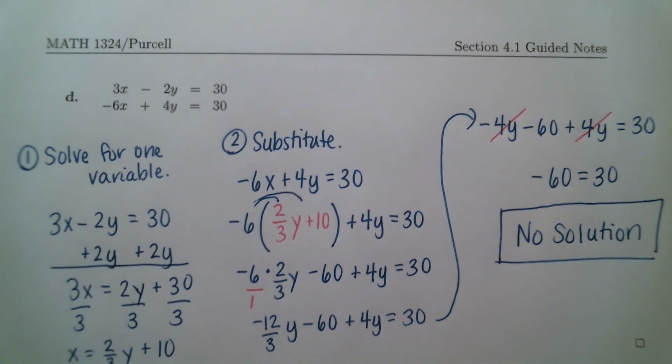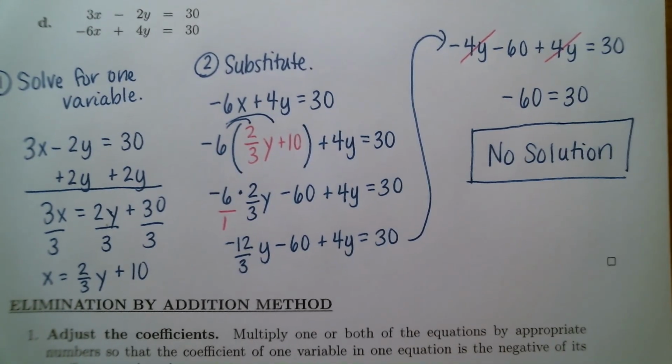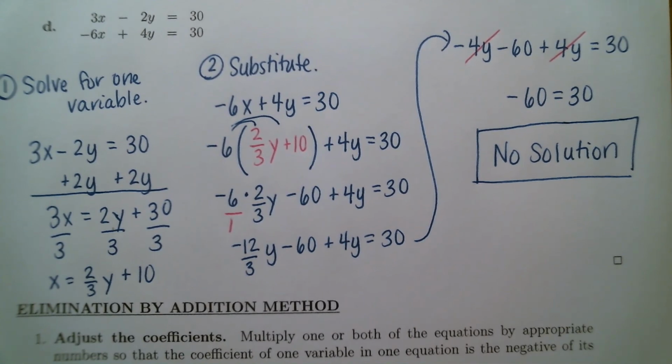Okay, all right, so that's how substitution works. Okay, we're going to move on now and we're going to look at the last method you can use to solve a system of 2 linear equations and 2 variables, and that is elimination.